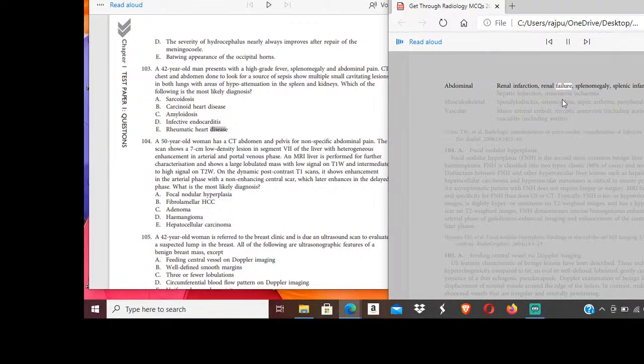Abdominal: renal infarction, renal failure, splenomegaly, splenic infarction, hepatic infarction, mesenteric ischemia. Musculoskeletal: spondylodiscitis, osteomyelitis, septic arthritis, peripheral soft tissue abscess. Vascular: major arterial emboli, mycotic aneurysm, including aortic aneurysm, vasculitis, including aortitis. Tamura T, et al. Radiologic manifestations of extracardiac complications of infective endocarditis. Eur Radiol. 2008;18:24-33.